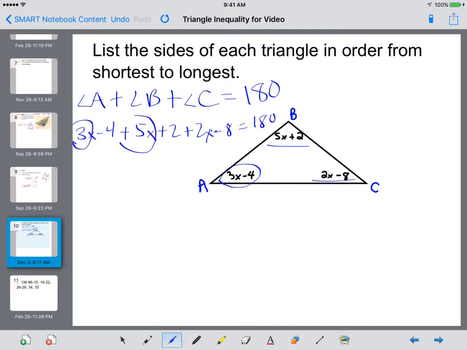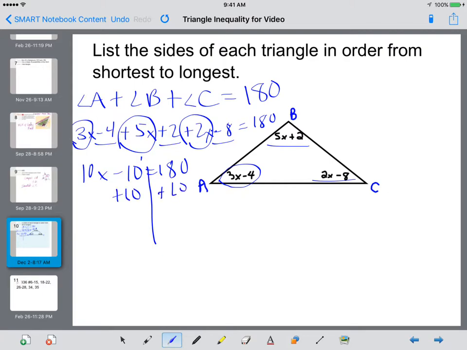So I'm going to combine my like terms. So I've got 3 plus 5 plus 2, that's 10x. Negative 4 plus 2 minus 8, that's going to give me a negative 10 equals 180. Now I want to get that negative 10 over to the other side. So I've got 10x equals 190, divide by 10, and x equals 19. Now we can figure out the angle.